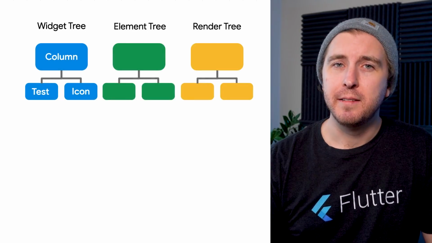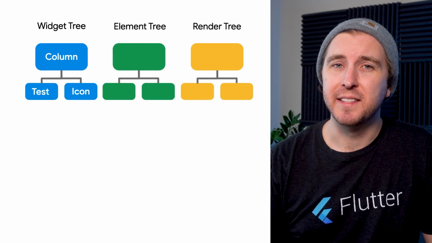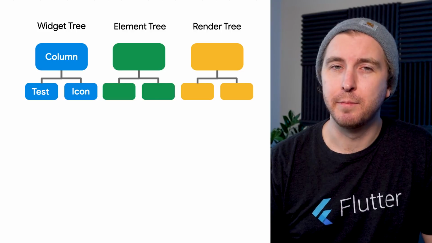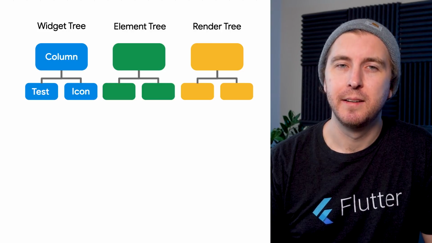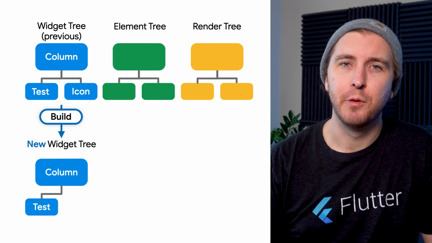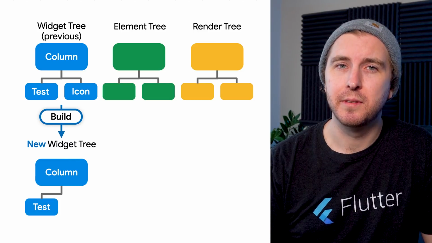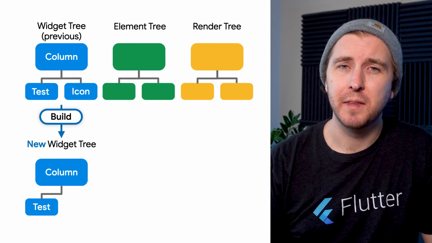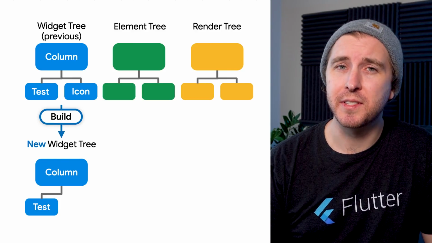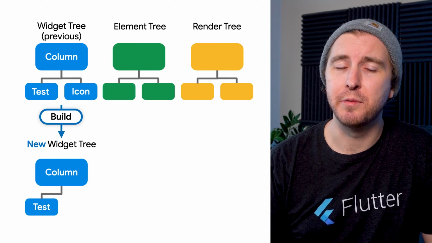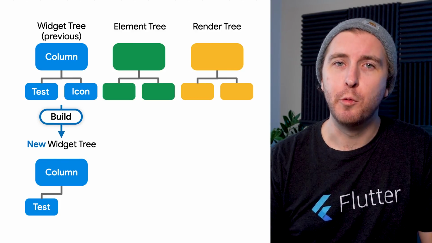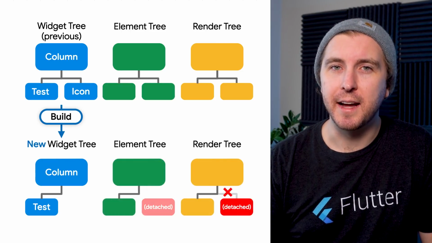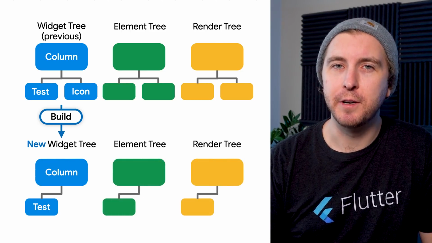The element tree keeps the render object tree in sync with the widget tree and continues to exist from frame to frame. Most of the time, the render objects can be reused, which helps improve performance. For example, if the color of a widget changes, the same render object can be reused and repainted. If a widget is removed from the tree, the corresponding element is detached, and so is the corresponding render object.